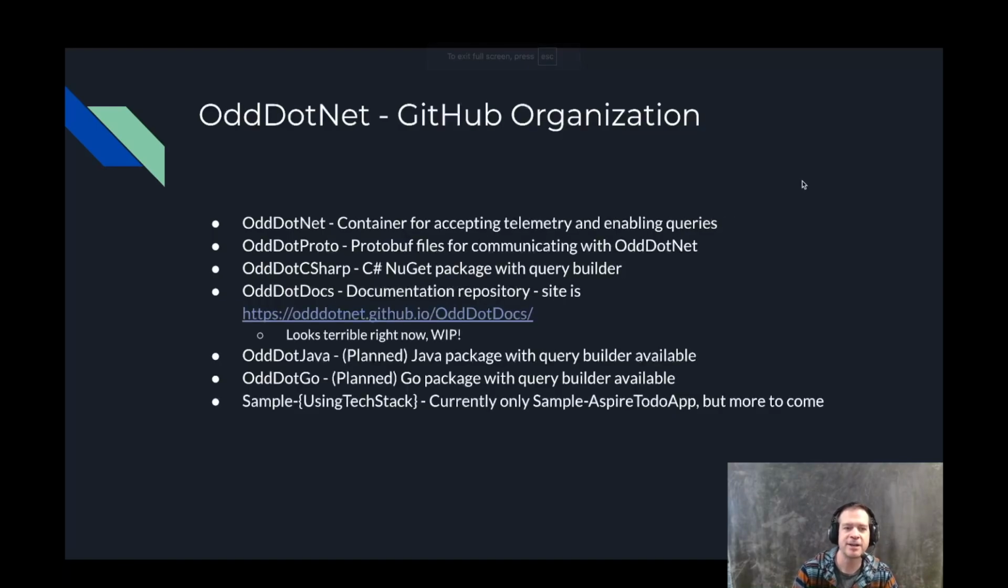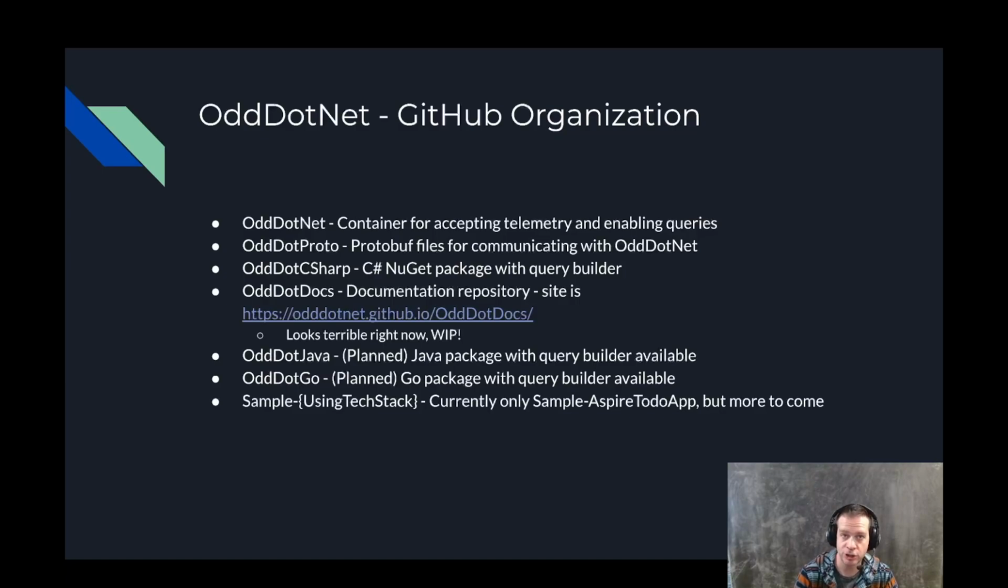Now you can find OddDotNet under the OddDotNet GitHub organization. There's a number of repos you'll notice if you go take a look there. The first one, of course, is the main OddDotNet repository. This repository is the one that manages the container for accepting telemetry signals and enabling queries. There's also the odd.proto repository. This is where all the protobuf files live for communicating with odd.net.